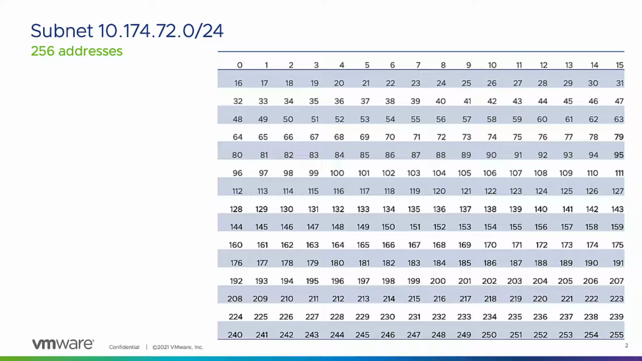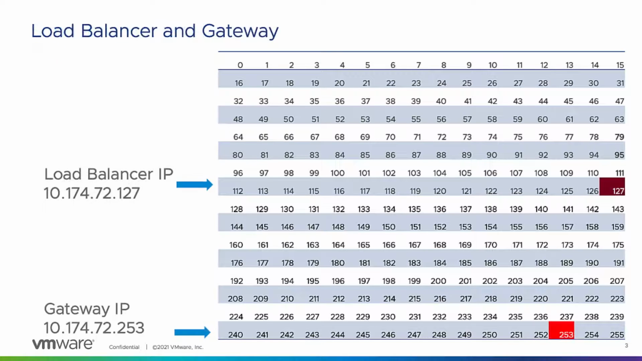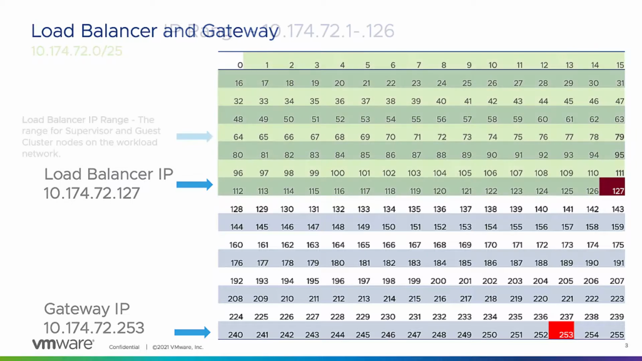You can certainly start with a smaller CIDR. However, you will need to be a little more careful in carving up that range of IP addresses. We're going to assign the load balancer an IP address of 10.174.72.127. Your networking staff should have given you the gateway IP address. In this case, it is 10.174.72.253. Remember that all networking should be routable when using workload networking and management networking.